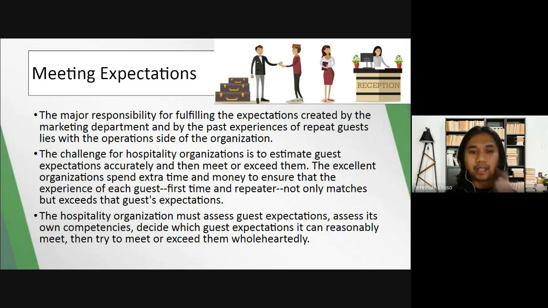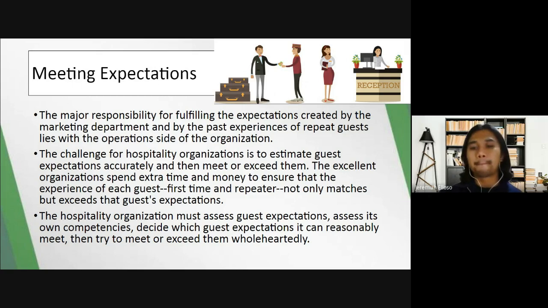The excellent organizations spend extra time and money to ensure that the experience of each guest not only matches but exceeds the guest expectations. And because the competition nowadays is neck to neck, meaning to say that there are a lot of competitors out there, meeting the expectation would not suffice. The game nowadays is to exceed the guest expectation.